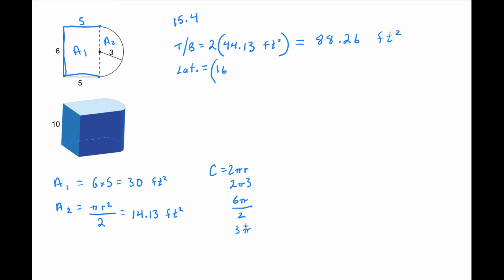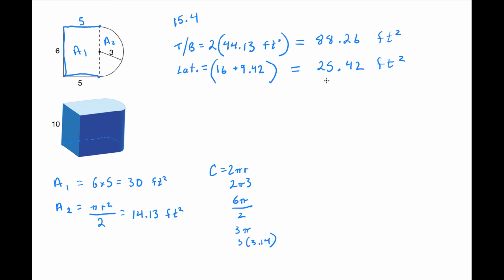So 3 times pi is... oh goodness, 9.42, yes, so 3 times 3.14 is 9.42, because that would be 12, carry 1, so yeah. So it is 16 plus 9.42, which is 25.42 feet squared.